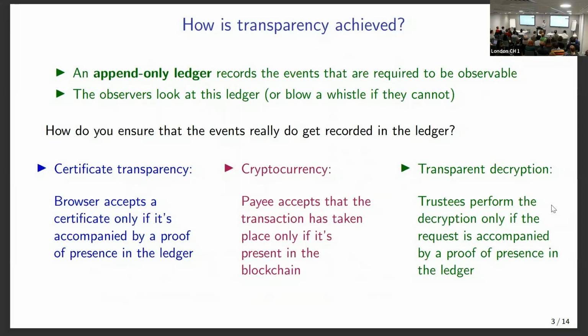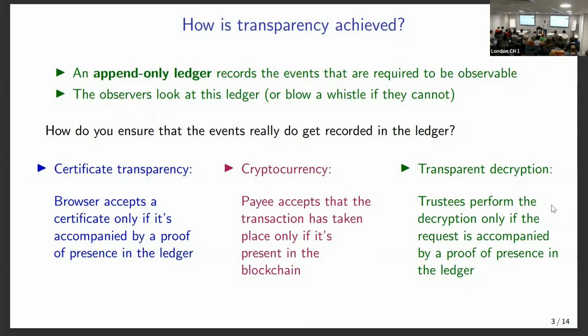So how is transparency achieved? Well, all of the protocols I mentioned have the same idea, and that is they have an append-only ledger which records the events that are required to be observable. The idea is that observers can look at that ledger and see what events have taken place there. And if they're denied access to the ledger, well, at least they know they're denied access because they tried to look at it and it wasn't there. So they can blow a whistle, complain or whatever.